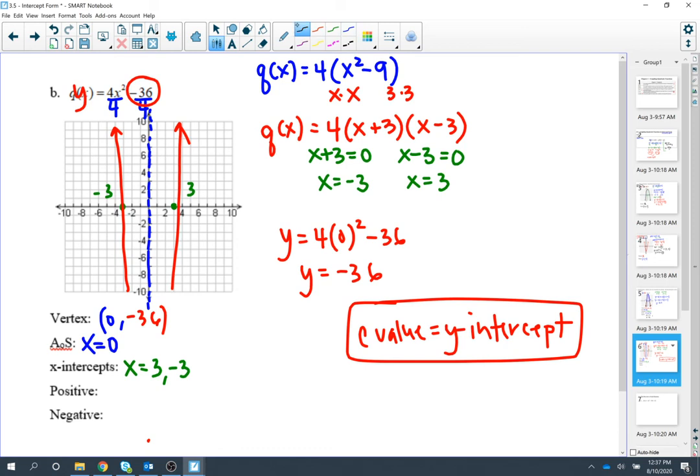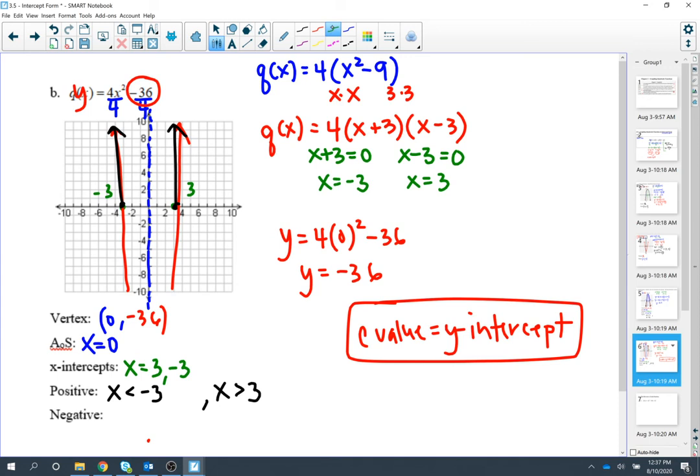Moving on. Positive and negative. So positive above the x-axis. You've got this guy above the x-axis and this guy above the x-axis. Two separate pieces. You have to pick up your pencil, which means you're going to have an x something, comma x something. So the left side is when x is less than negative 3, and the right side is when x is greater than positive 3.